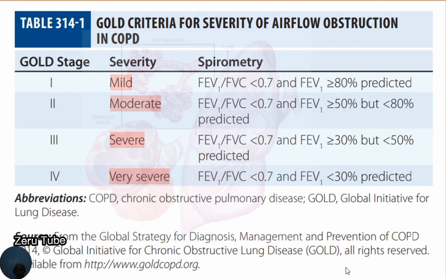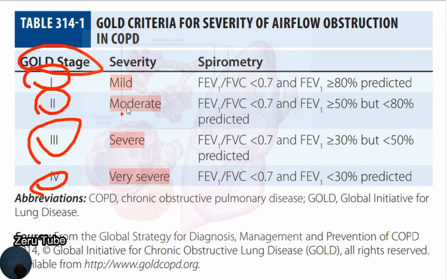Look at this table. We can classify COPD by the GOLD criteria, by using spirometry. We can do GOLD stage 1, 2, 3, and 4. GOLD stage 1 is mild severity, where forced expiratory volume is greater than 80%.